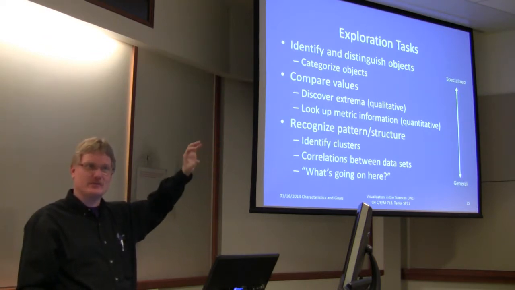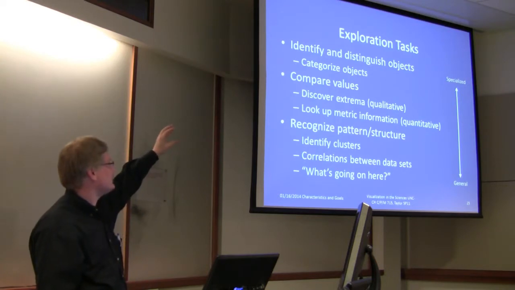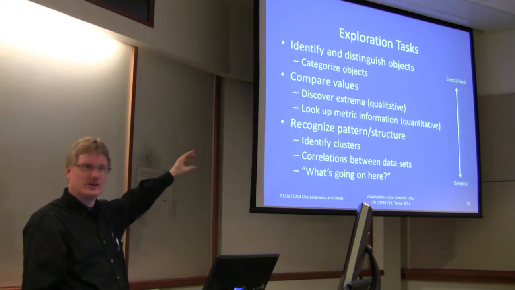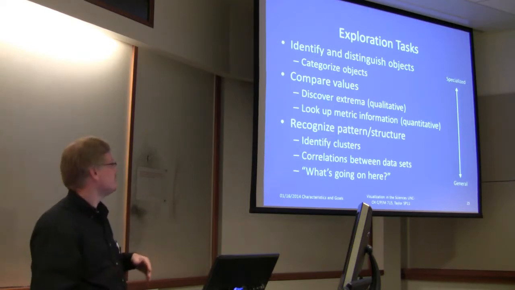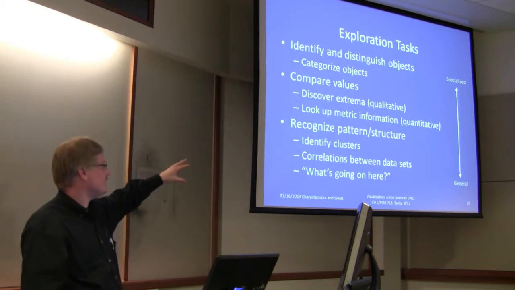I want to measure the volume of the kidney, or very specialized goals. Categorize things. Compare values. Where are the highest areas in this watershed? Where are the lowest values? How are they compared to each other? And at the more general level, I want to see patterns or structure.